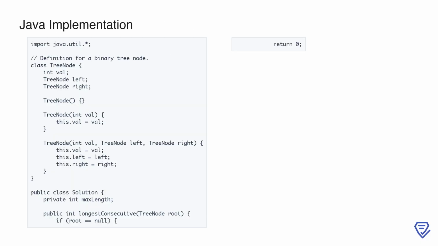Here, we start by defining the structure of a binary tree node using a simple class called TreeNode. Each TreeNode object contains an integer value, along with references to its left and right child nodes.